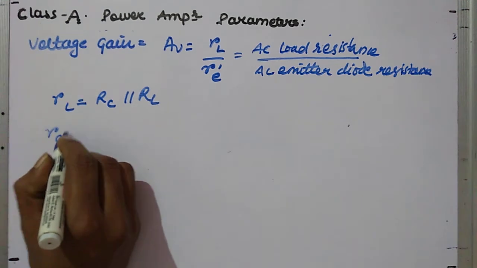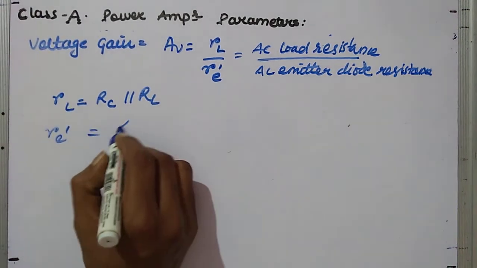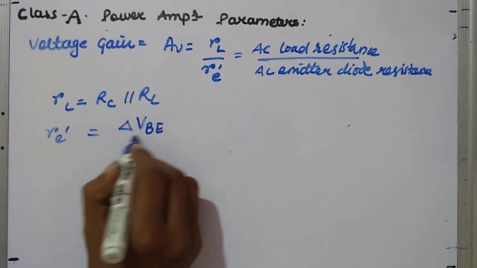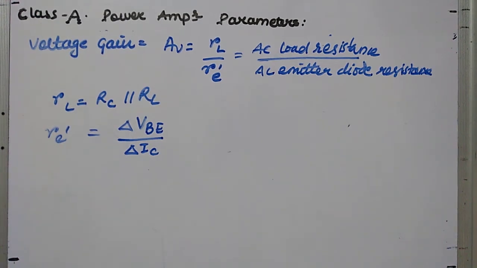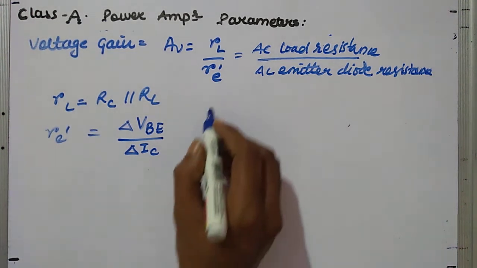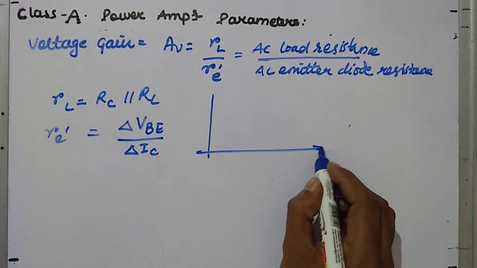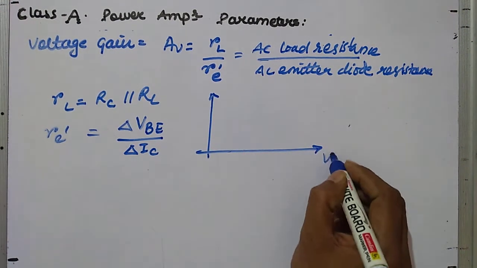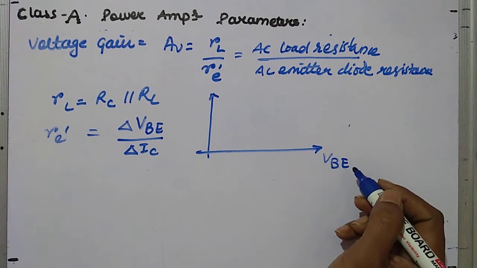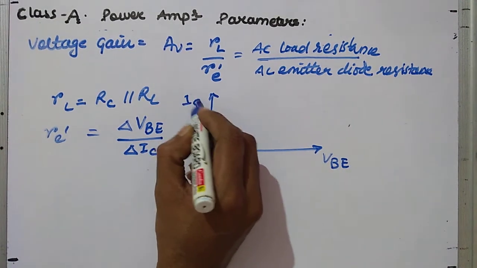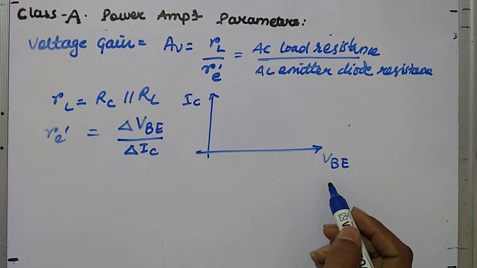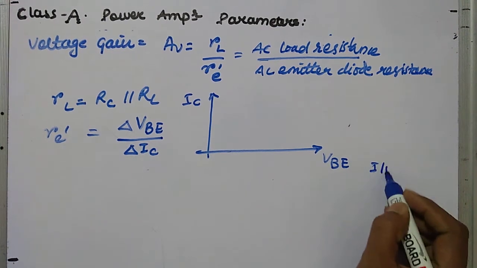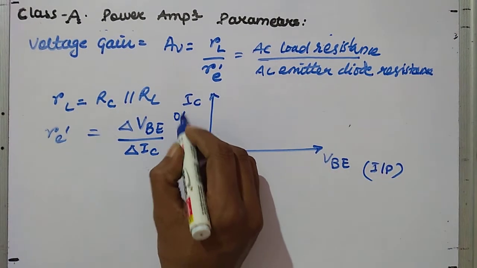And what about the value of RE dash? So it can be calculated as variation of VBE, the change in the base to emitter voltage, divided by the change in the collector current. So how are we going to calculate the value? Say for example we have plotted a graph of VBE and IC. So basically it is output collector current and input base to emitter voltage. So this value is the input value, this value is the output value.